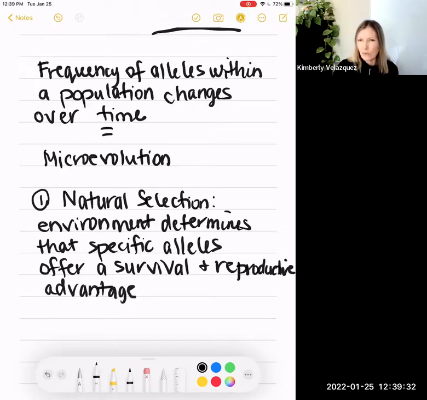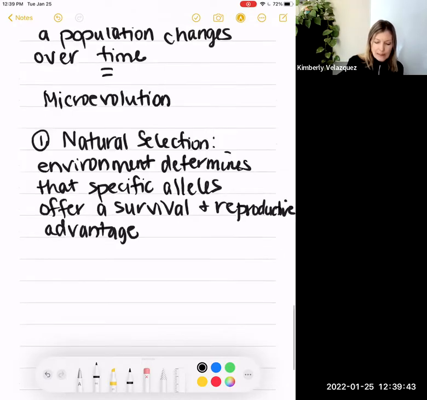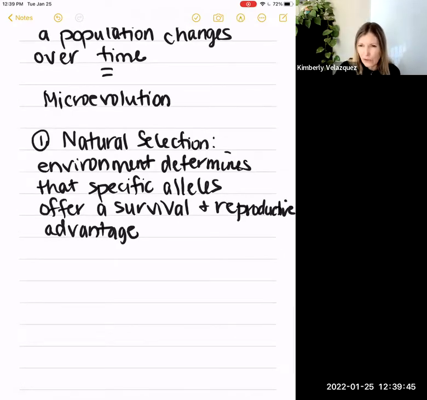So more individuals with those adaptive traits survive and reproduce, and over time, the population is going to have more of that allele. So if we're talking about rabbit fur, and somehow that tan fur offers a survival advantage, then you would expect that over time, more individuals in the population are going to have tan fur. I want to spend a little bit more time on this one than the others, because this is really one of the major ways that microevolution occurs.